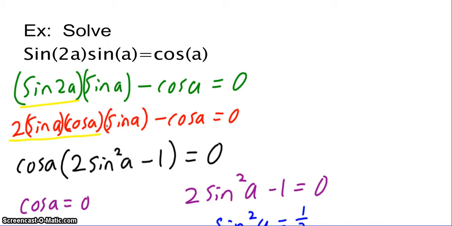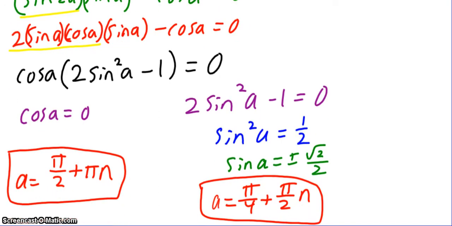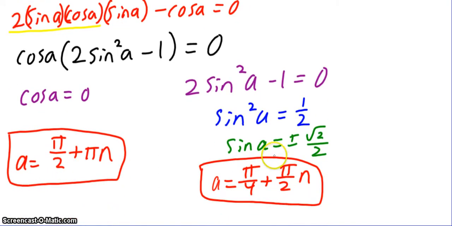Both of them have a cosine of a in them, so factor out cosine of a. And then I'm left with 2 sine of a times sine of a, which gives me 2 sine squared of a, and then this becomes minus 1. Since this equals 0, I can set each factor equal to 0. So cosine of a equals 0, 2 sine squared of a minus 1 equals 0, gives me sine squared of a equals 1/2, which means sine of a equals plus or minus root 2 over 2.